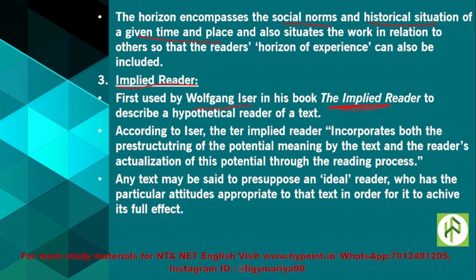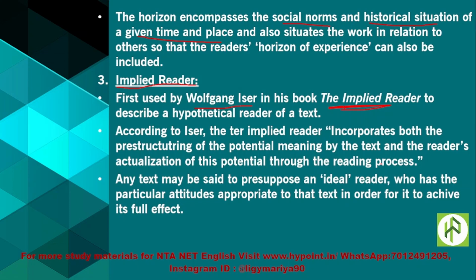So in order to actualize this meaning by the real reader, the implied reader plays a great role by pre-structuring the potential meaning. The implied reader will, in a way, bring about certain potential meanings. At the same time, it can conceal certain meanings as well. So the reader's responsibility is what? You can actualize this potential meaning through the process of reading. You can bring about other meanings as well.